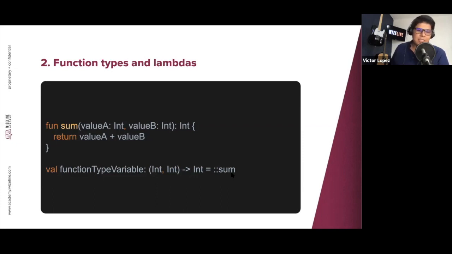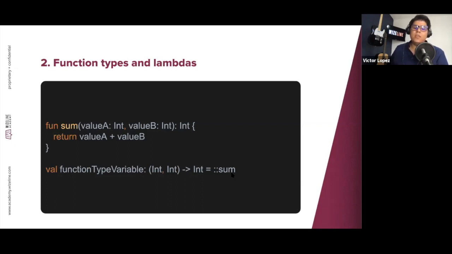To initialize the variable, we can do this. We only need to add the equals, then use this double colon, and then use the function. With that, basically we are telling the Kotlin compiler that this variable is equal to the function.